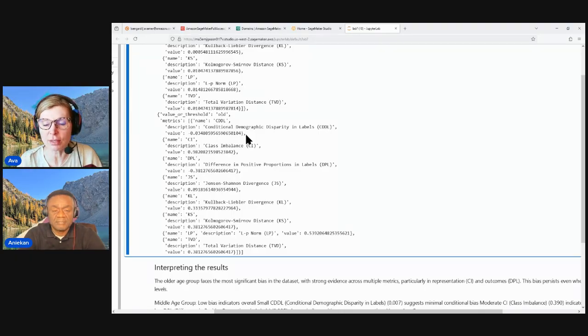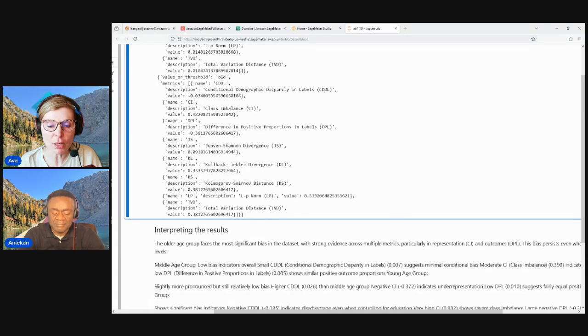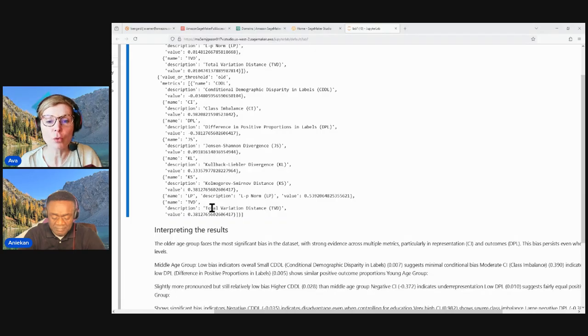There is strong evidence here based on the metrics, particularly the CDDL, but also the class imbalance and the DPL, which is the difference in positive proportions in labels. Even with different education layers, this persists. So the point is that we do have a tool that allows us to measure this, and this is Clarify. There are different bias metrics that you can use.